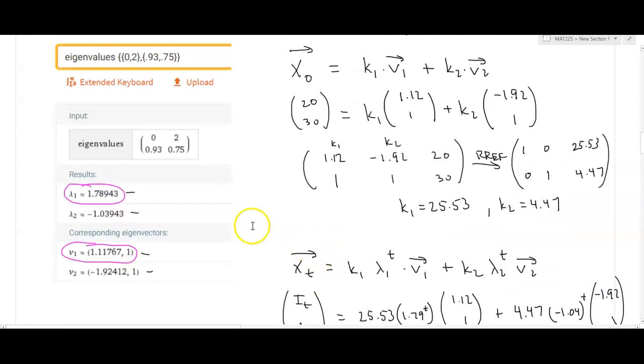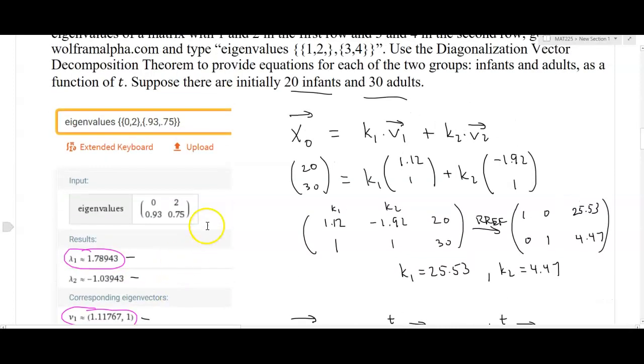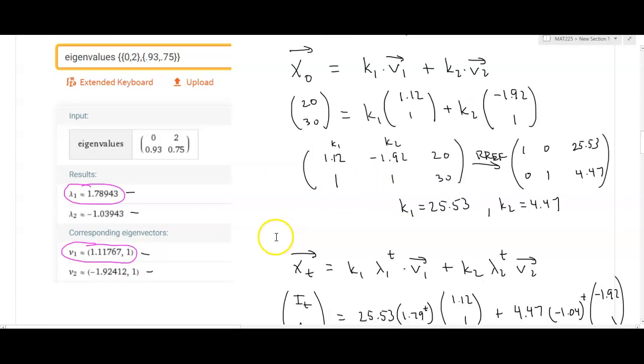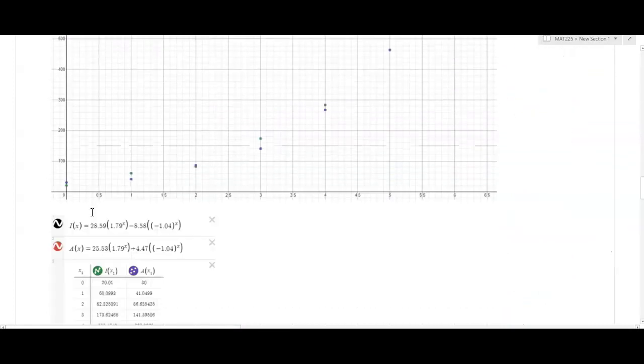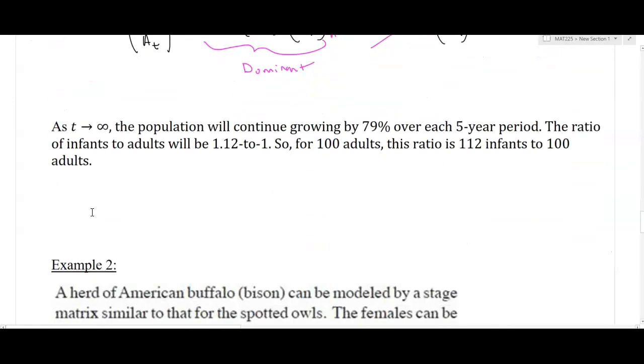In fact, if we wanted to really make this problem short, we just had to look at the largest lambda and the corresponding eigenvector. And this will tell me that as t approaches infinity, the vector will grow by this factor, and the ratio of the two populations will be 1.12 to 1. So we're doing extra work, but we're performing some mathematics to be able to see it. However, it really just suffices to look at the lambda and the v corresponding to that dominant eigenvalue.